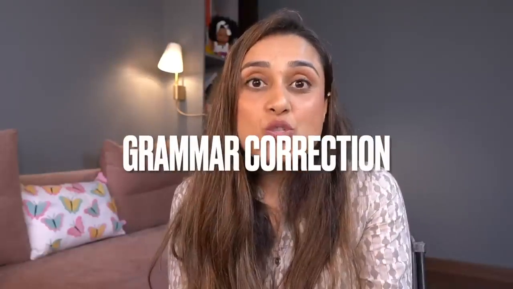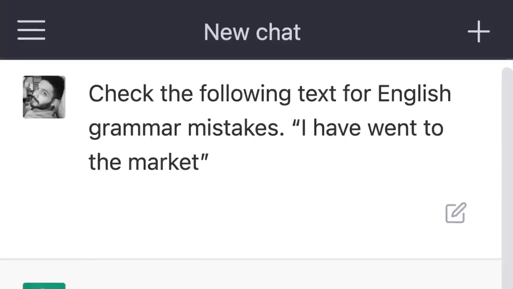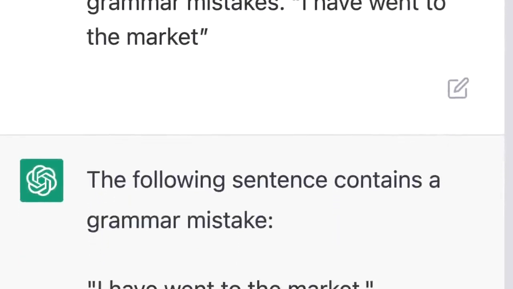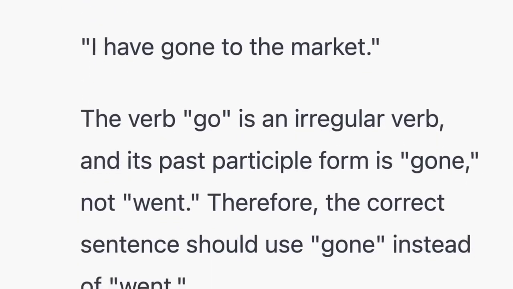ChatGPT can be used to correct your mistakes in English. So you have to give it a prompt saying, check my grammar mistakes in English in the following sentences. And then you can write a sentence, maybe something like, I have went to the market. Okay. When you say so, ChatGPT is going to give you the correct answer. And that way you can figure out all the mistakes that you're making in English regularly and correct yourself and learn from it.